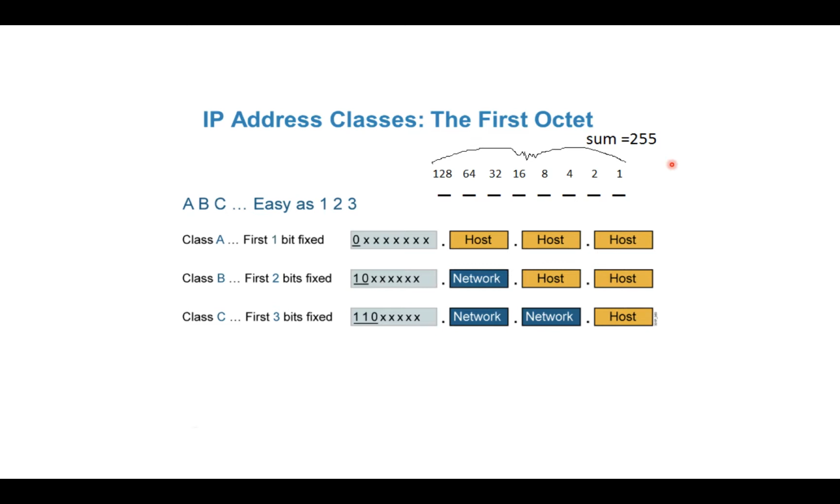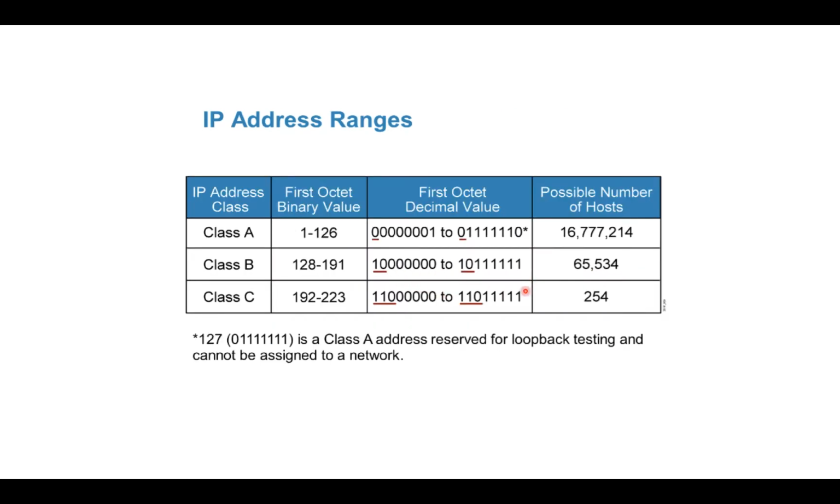Okay, so class B has to start with 1 and 0. The first bit is 1, the second is 0. So the intervals are from 1 to 126 for class A, from 128 to 191 for class B, and 192 to 223 for class C. As you see here, we can understand which class an IP address is by looking at the first octet. This is a class C IP address, as you can see.